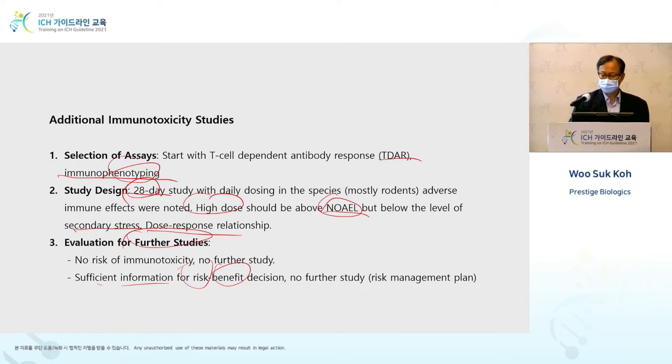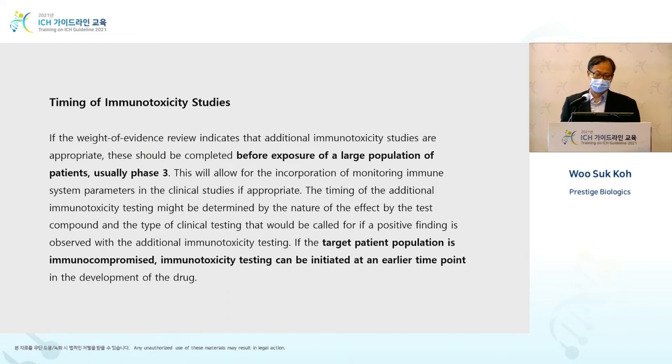If the information is sufficient, then there is no need for further study. And when we submit the NDA, there is a risk management plan attached. So clinical study is done, and when we apply for the marketing authorization, we need to submit a risk management plan. It includes the cautions for the patients and also cautions for the physicians. So this will be included in the risk management plan. So if we have sufficient information to write a risk management plan, then we can stop there. Then when do we conduct immunotoxicity study?